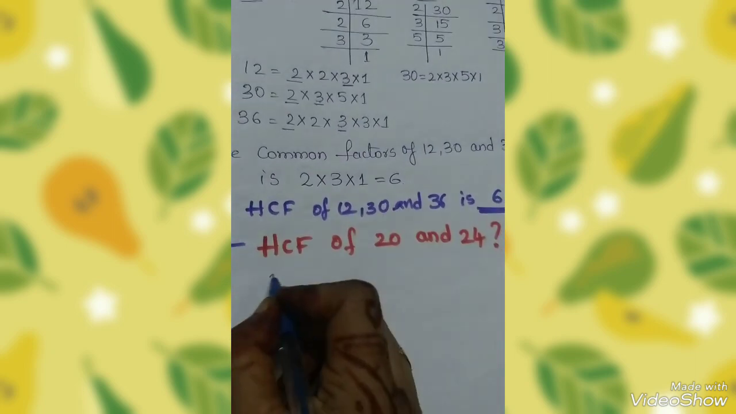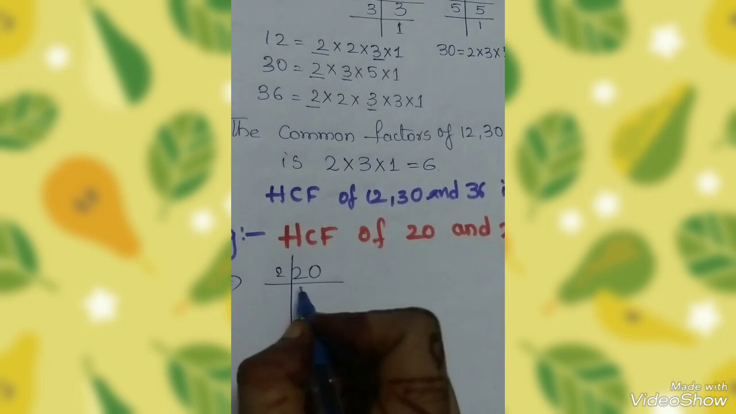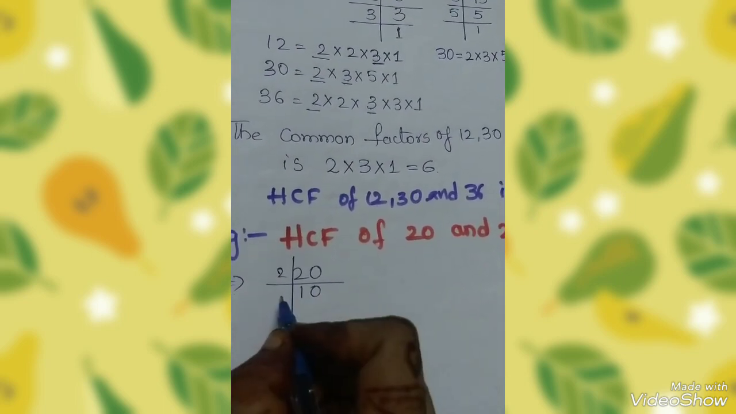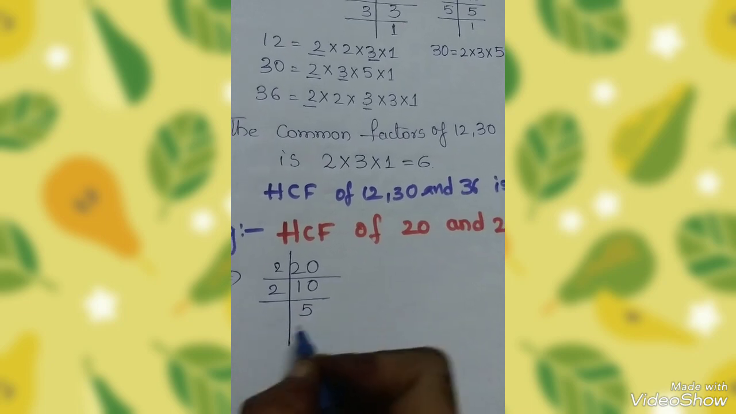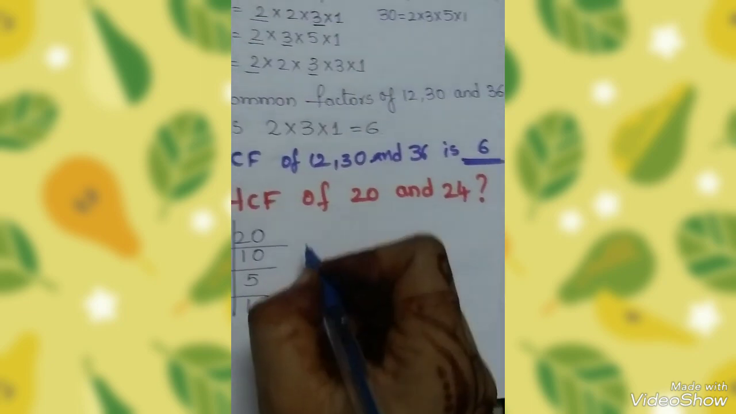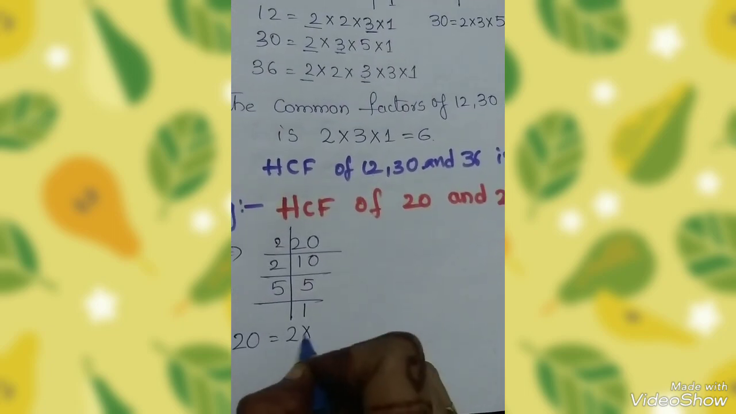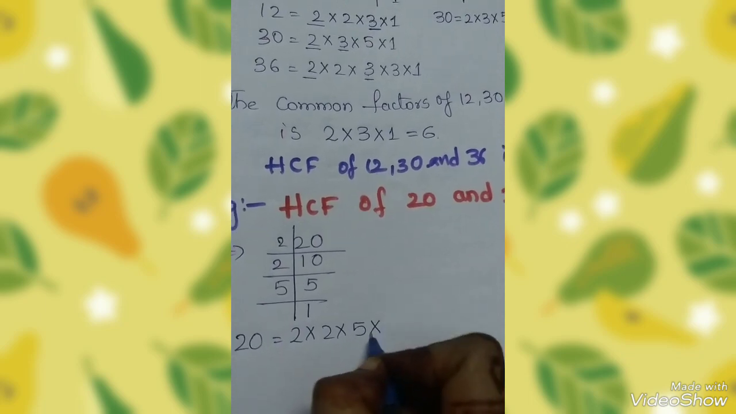First of all, find 20 prime factors. 2 ones are 2, 2 tens are 20, 2 fives are 10. 5 itself is a factor. And now 20 factors are 2 into 5 into 1.